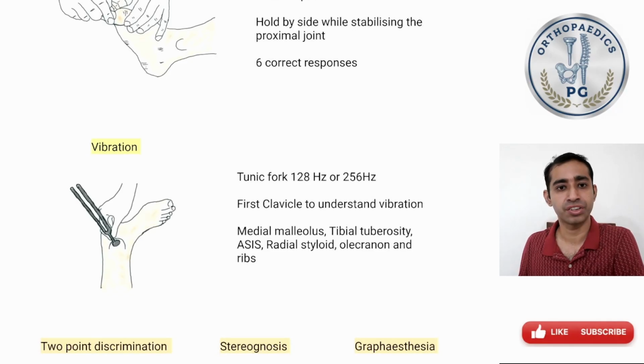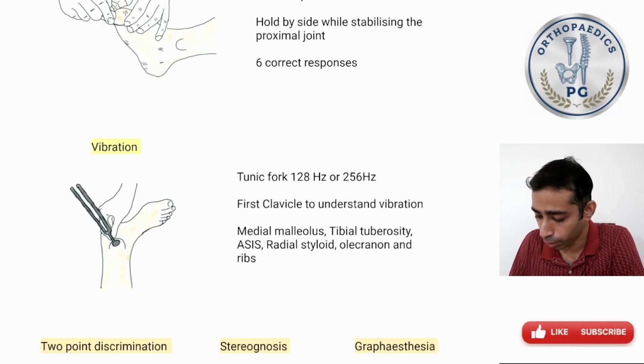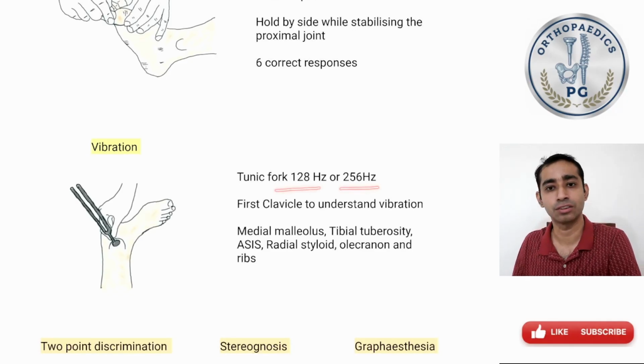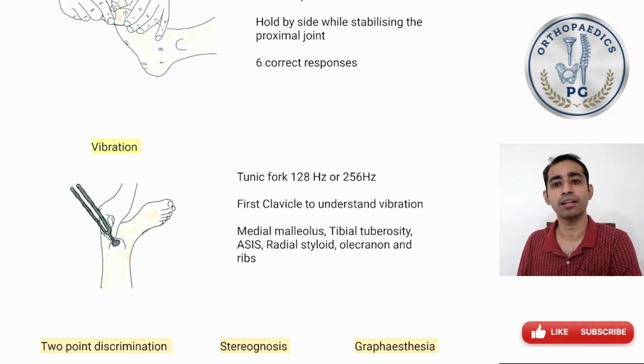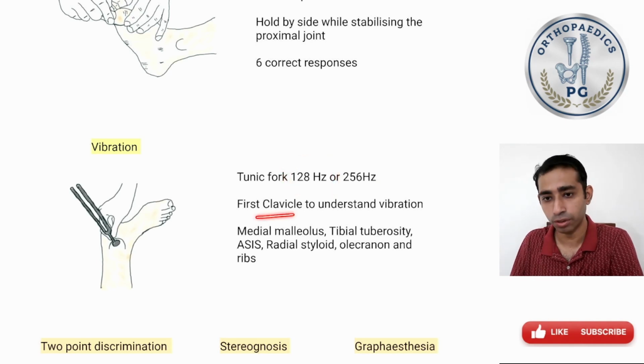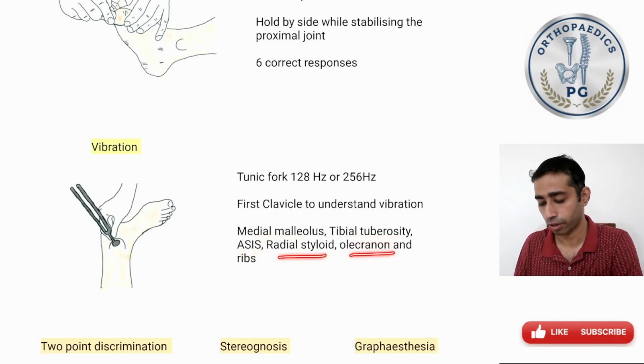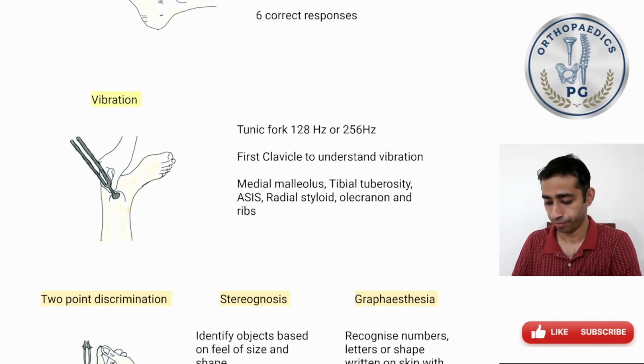Next is vibration sense. Here a tuning fork of 128 Hz or 256 Hz is used. 128 is preferable because a lower frequency will have higher vibration. First we put the tuning fork on the clavicle for the patient to understand what vibration is, and then we check on the medial malleolus, tibial tuberosity, anterior superior iliac spine, radial styloid, olecranon, and the ribs.